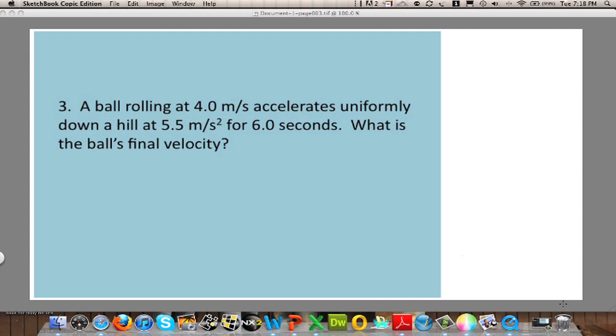Okay, hopefully you were able to solve it. The answer is 37 meters per second. Let's see how we do that.